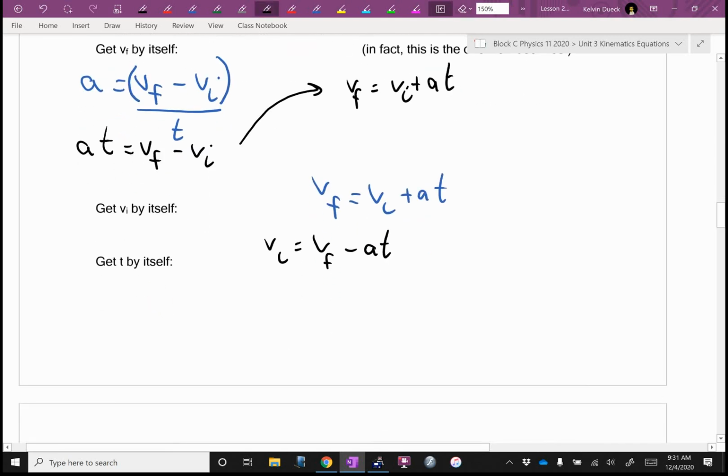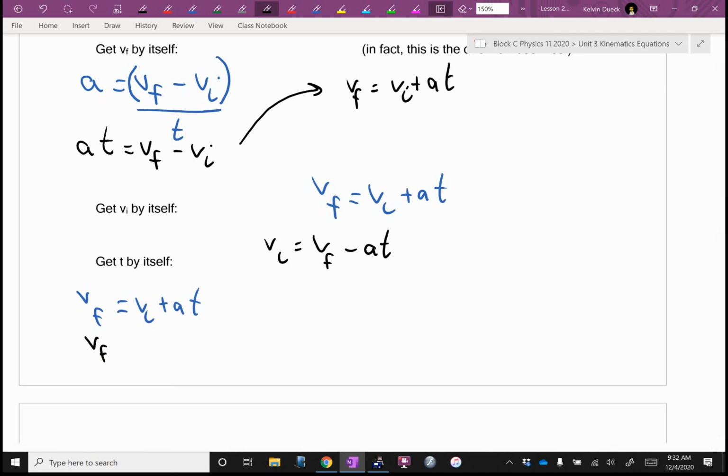What if we wanted to get the T by itself? Well, again, I would start with VF equals VI plus AT, the one that I gave you on your sheet. What side is the T on? You've got a 50-50 chance of being right here. What side is the T on? Oh, very good. So the left side is going to drop down like a domino. What's right next to the T? What letter is right next to the T?